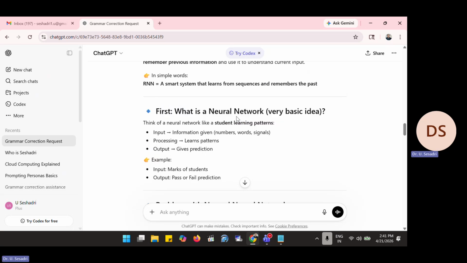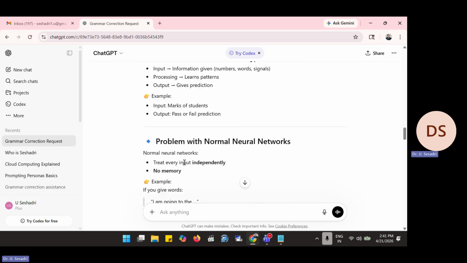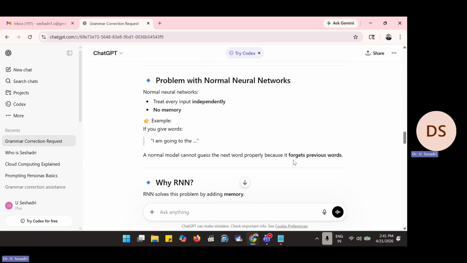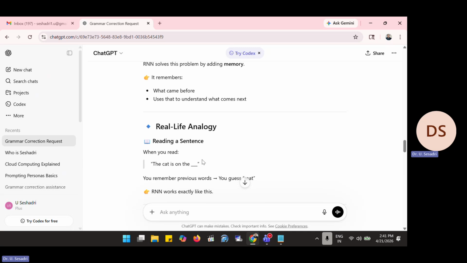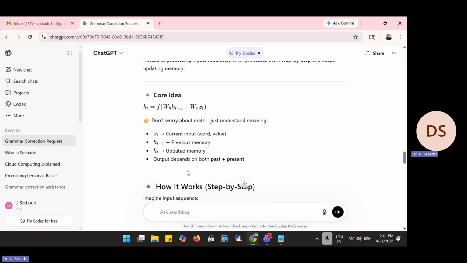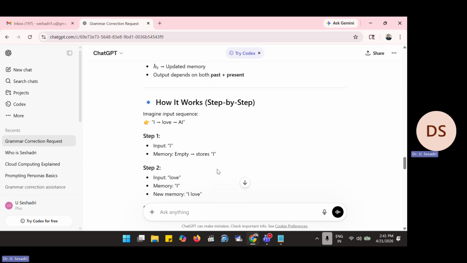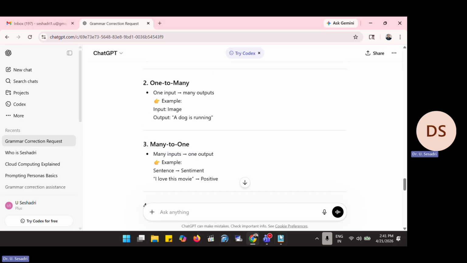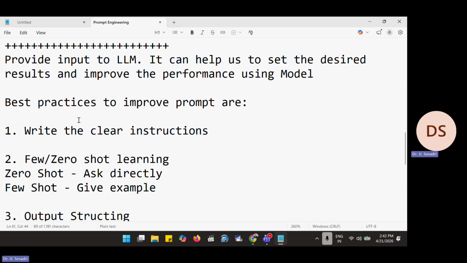Here it explains the recurrence neural network in simple words, and what a neural network is. It gives the basic idea and examples, the problems with the normal neural network, why we use the recurrence neural network, real-time applications and architecture, and the explanation of the mathematical model and how it works, step by step. When you give very clear instructions like that, that is one of the best practices to improve the prompt: write clear instructions.